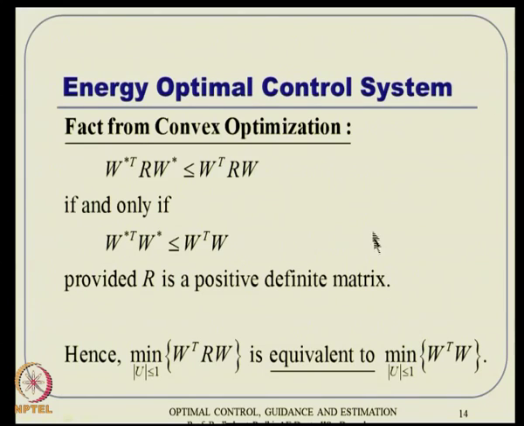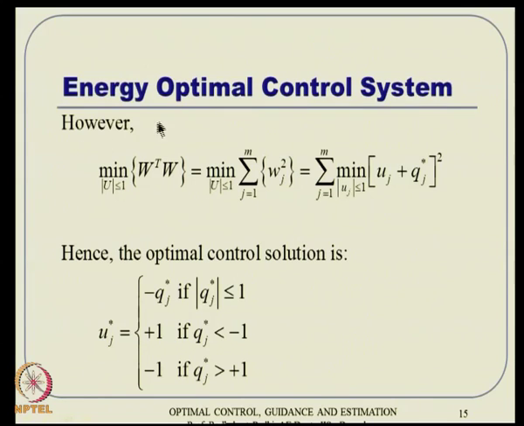Without worrying so much about the proof part, we will continue our analysis assuming that this result is true. So now we will end up with a case where we have to minimize this quantity W transpose W with respect to this constraint. But this W transpose W, with the modulus of u being less than 1, is just a quadratic expression.